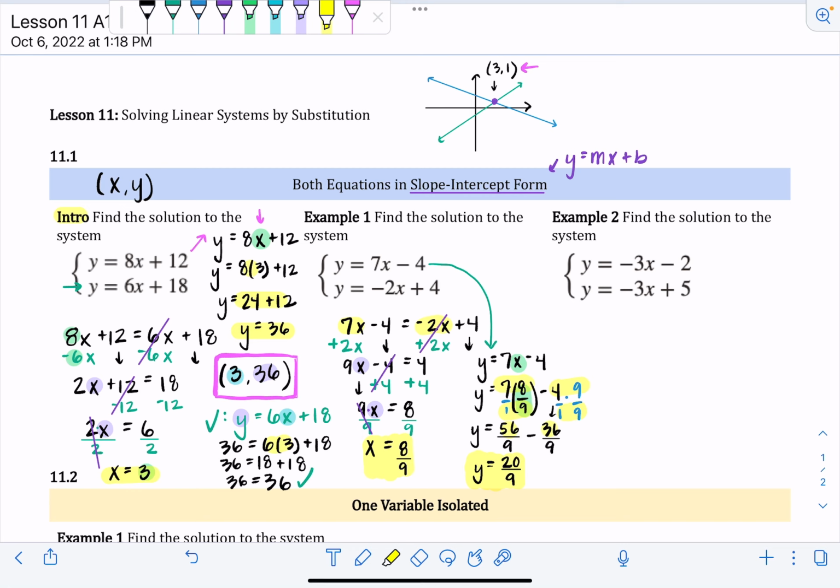That's why I didn't want to start with this problem, because I don't want to scare anybody more than maybe it already is. And then we just need to write our final answer as a point, like, in parentheses and then x, y. So 8 ninths was my x, and then 20 ninths was my y.